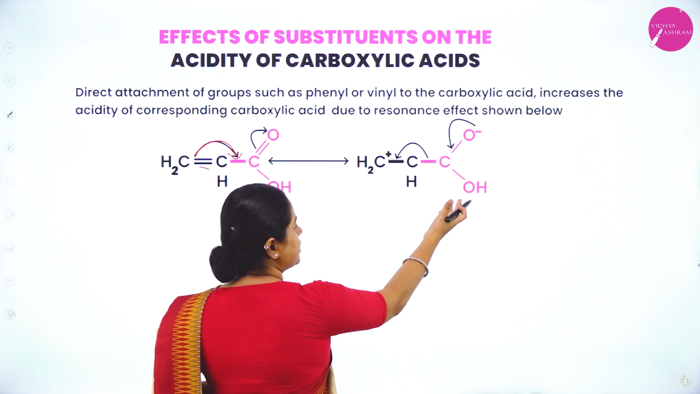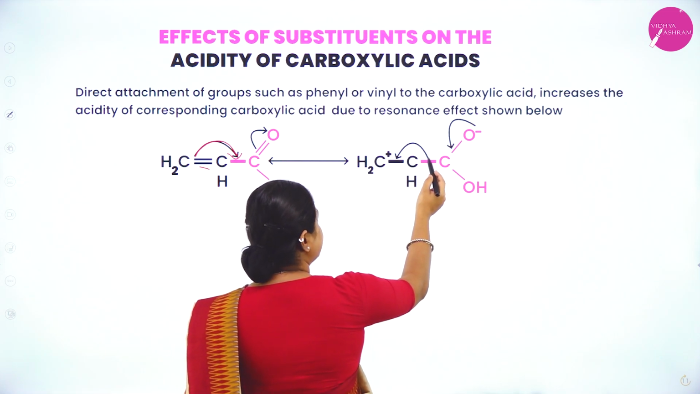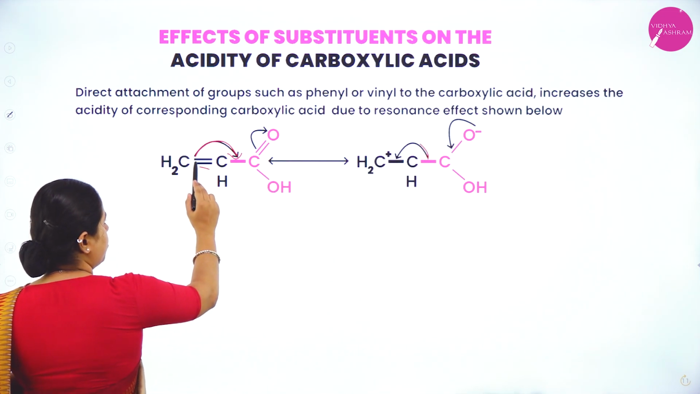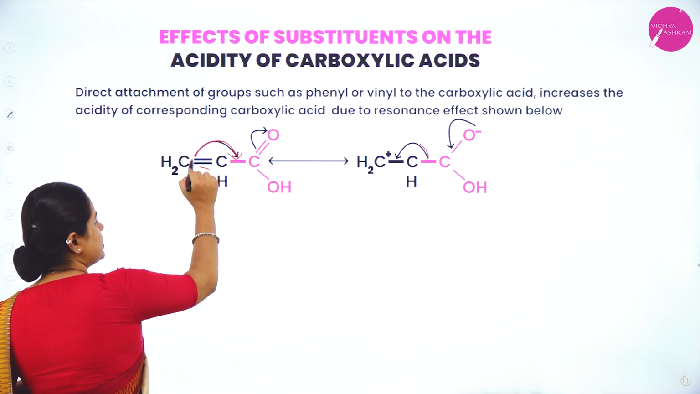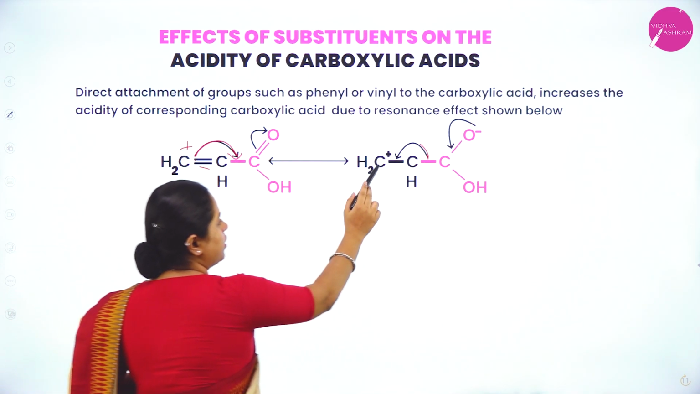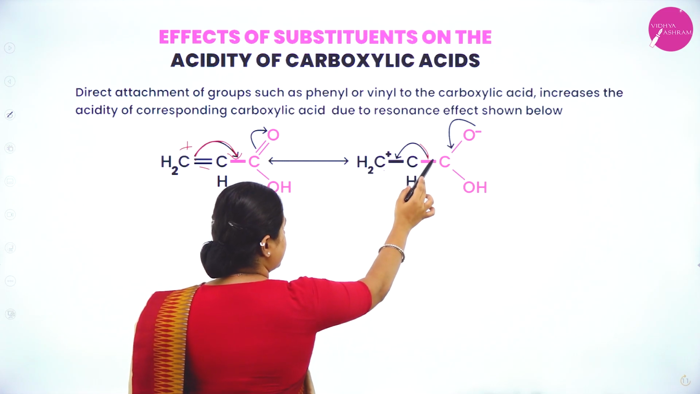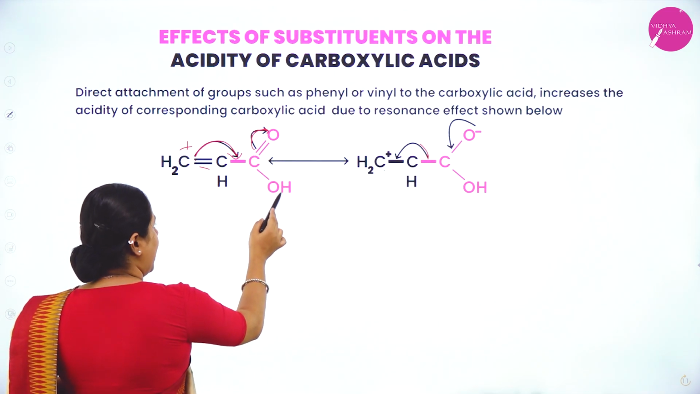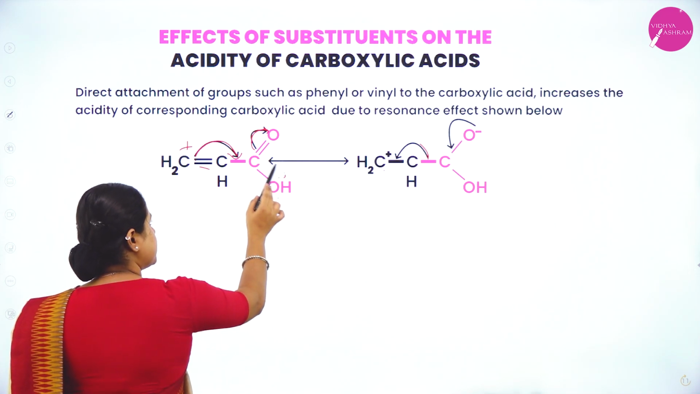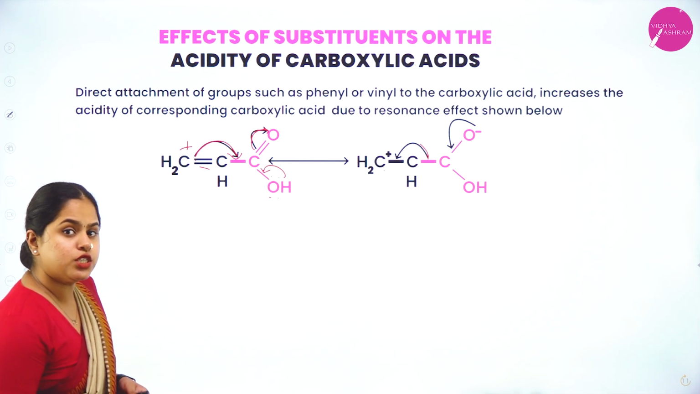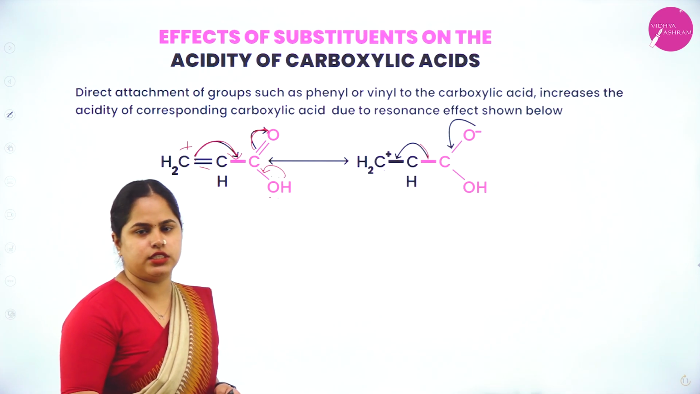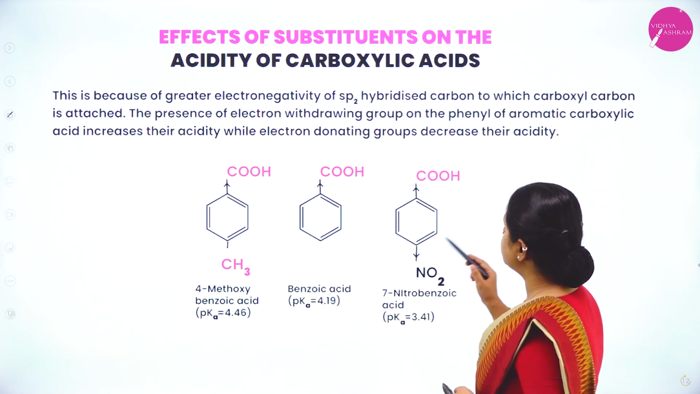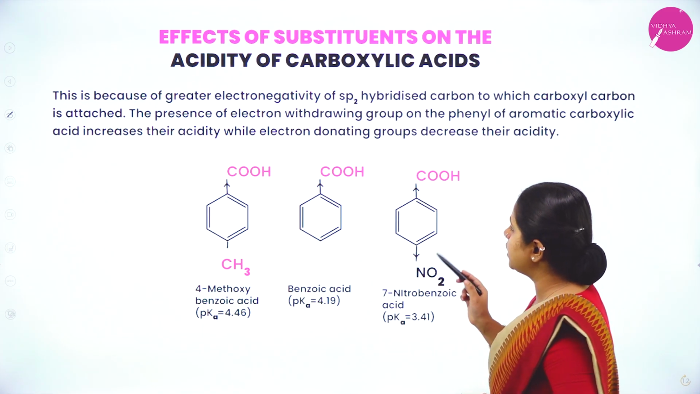Here is the next resonance structure which is shown here, and this bond can come back to here. See, in the first structure, you can see this double bond is shifted here. As the carbon is losing its electron, carbon will get a positive charge, which is shown here. Now, this can come back here also. And here also the oxygen can move here, and from this oxygen, the lone pair present can move here also. So, more resonance will take place. Hence, more acidity will be present. Now, this is because of greater electronegativity of sp2 hybridized carbon to which carboxyl carbon is attached.